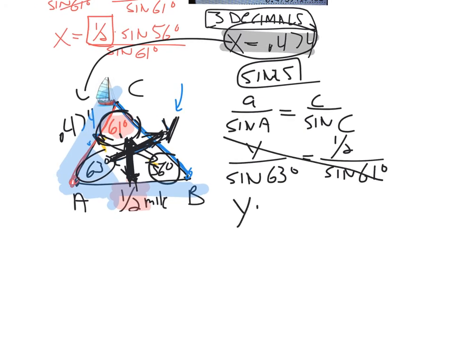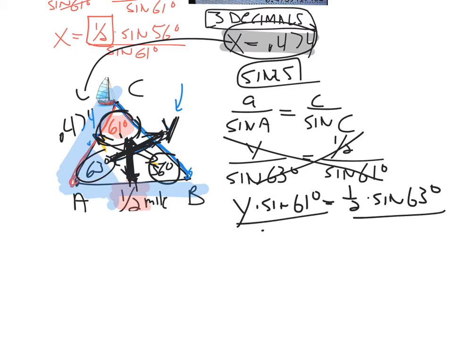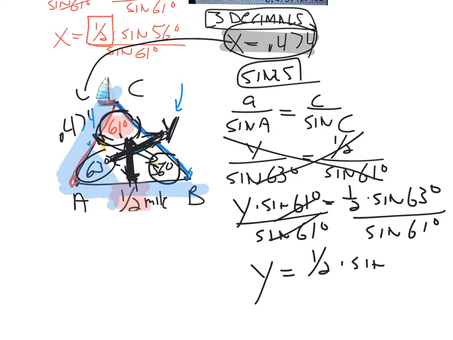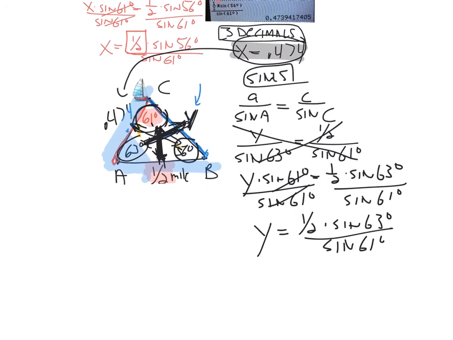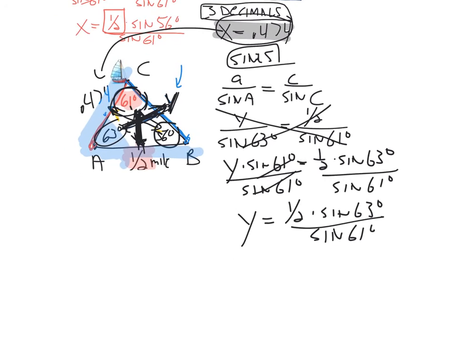So here, if I want to go about solving that side by the law of sines, I'm going to have Y times the sine of 61. That equals 1/2 times the sine of 63. So here, to solve for Y, I can divide both sides by the sine of 61. So on your calculator, you could do this expression, 1/2 or 0.5 times the sine of 63 over the sine of 61. However, if you prefer to use the law of cosines, and I do, even though it looks more intimidating, it's less algebra, it's less solving and cross-multiplying.